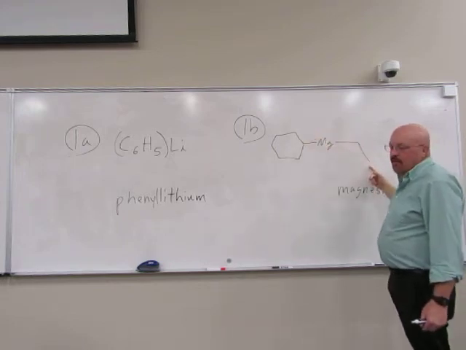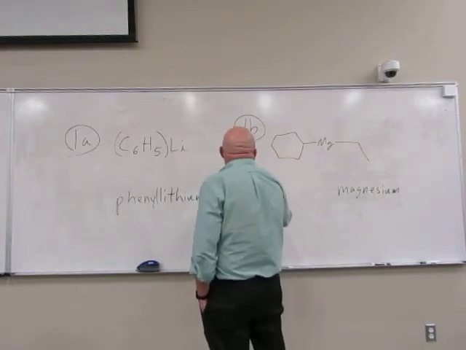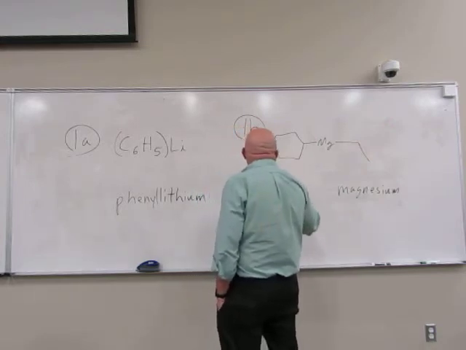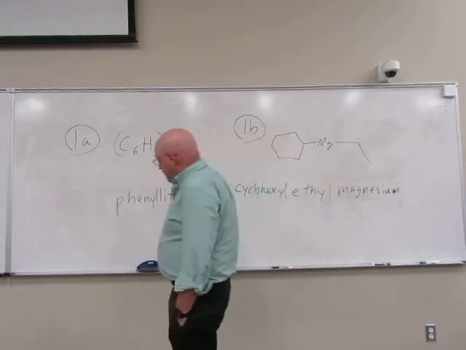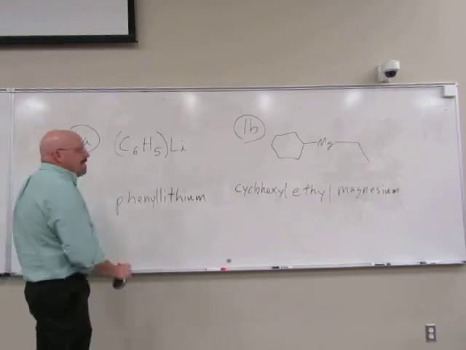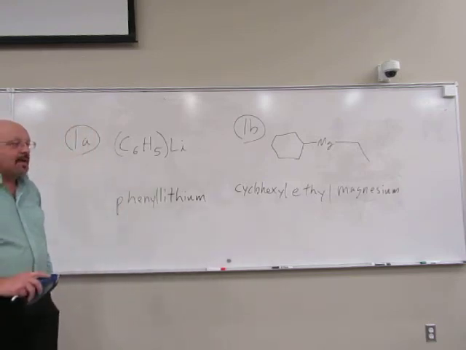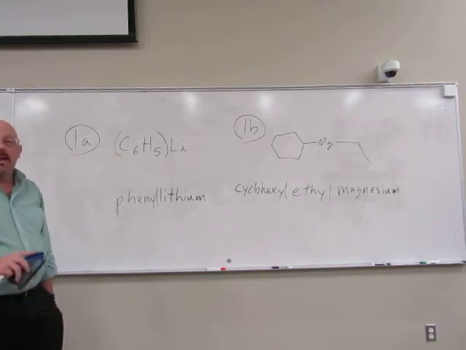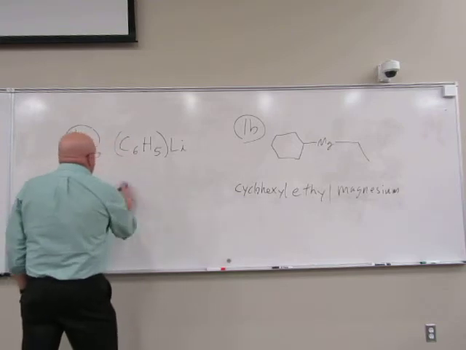And then we have an ethyl on this side. They go out in front in alphabetical order. Cyclohexyl, ethyl, magnesium. Now, we also talked about that if we have anything other than a carbon coming off, we name that as an anion and named out as a separate word.